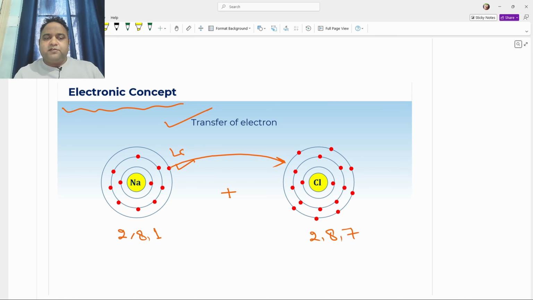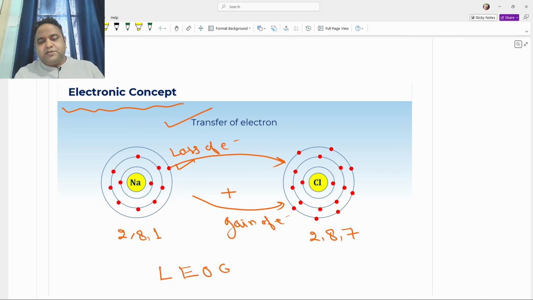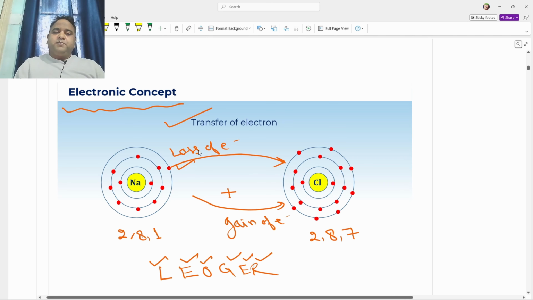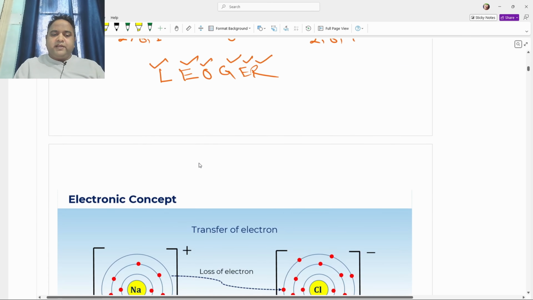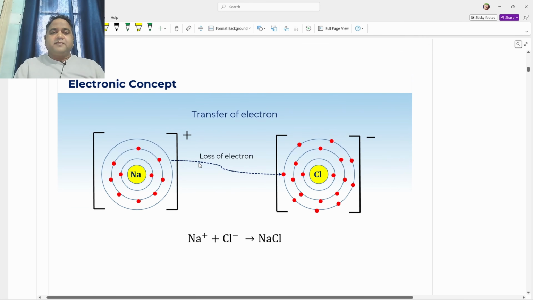So there is a loss of electron from sodium, and chlorine is going to gain an electron. Gain of electron is called reduction. Very simple, you can simply write LEO GER: Loss of electron is oxidation, gain of electron is reduction.